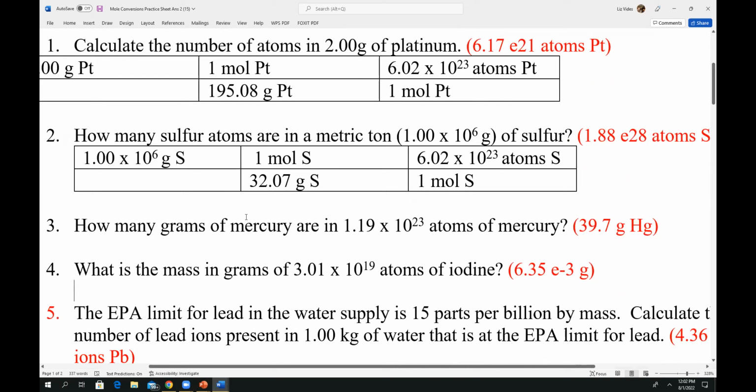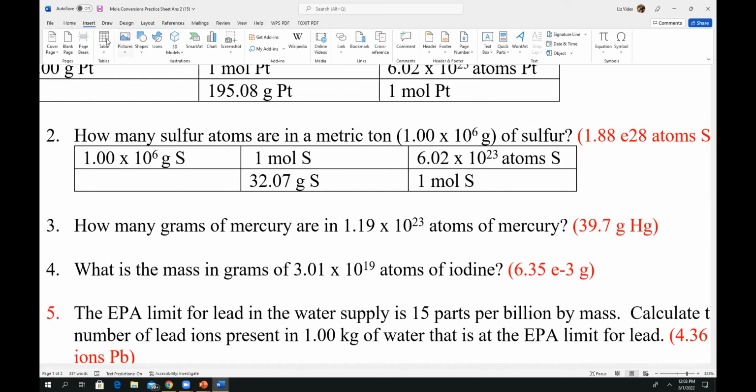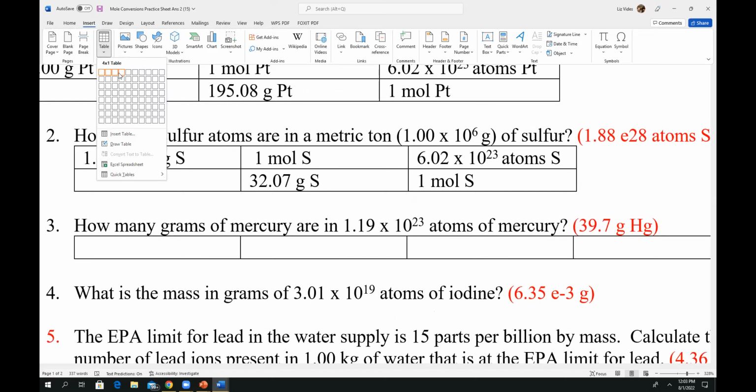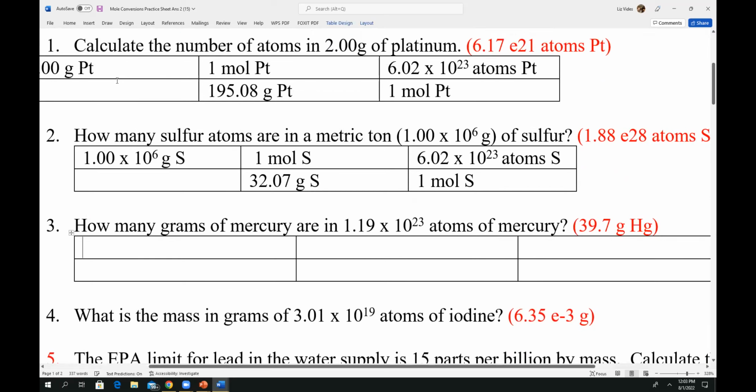So then we have grams, but we want atoms. So it's backwards, right? You notice here we had grams and we wanted atoms. Here we have atoms and we want grams. So it's going to be the same thing, except backwards, right? So let's insert a table. And this time, let's just make it 3 because I know I don't need 3.